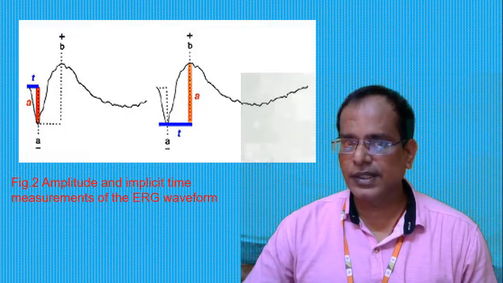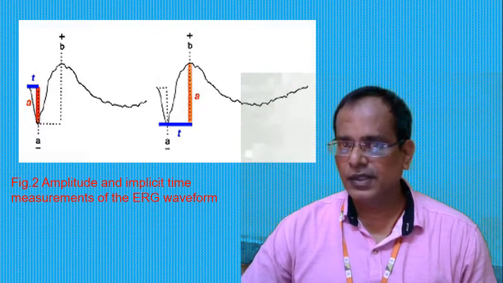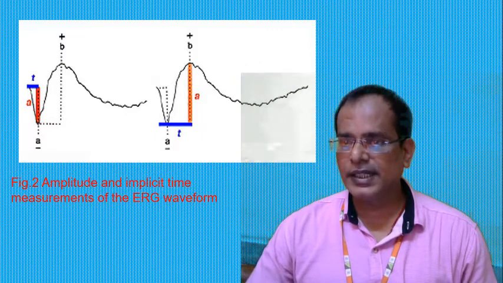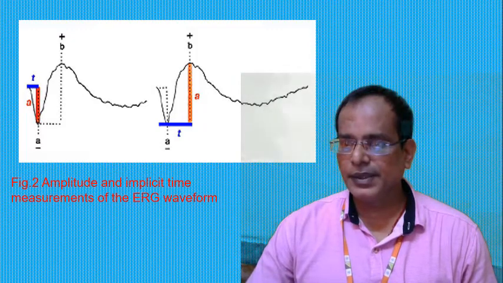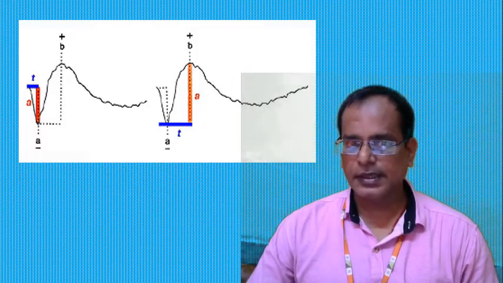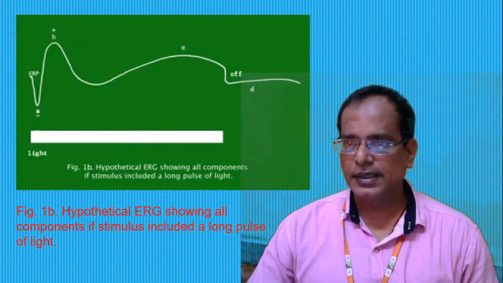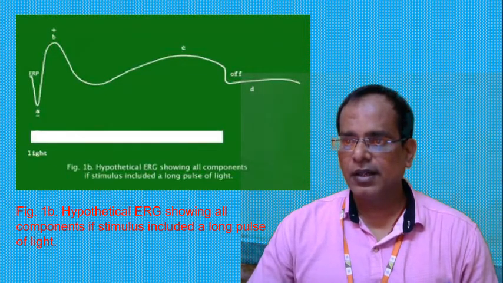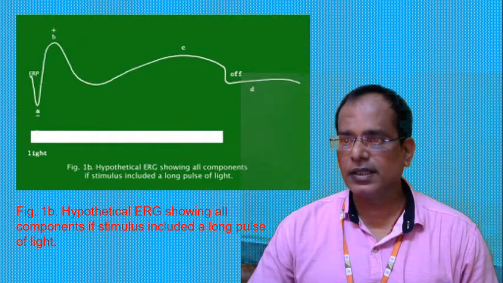This figure 2 shows amplitude and implicit time measurement of the ERG waveform. They are measuring the amplitude and time period for the A wave and B wave. When you look at diagram B, figure B, we can say that it is a hypothetical ERG of all components you are seeing here.